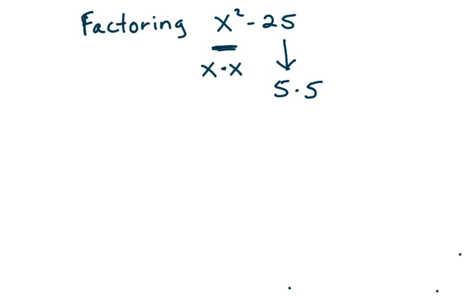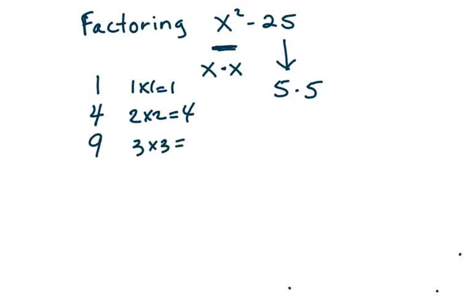Let me give you some other square numbers. 1 is a square number. Why? Because 1 times 1 equals 1. 4 is a square number. Why? Because 2 times 2 equals 4. 9 is a square number because 3 times 3 is 9. What's next? 16, because 4 times 4 is 16. Do you see what I'm doing, guys? 1, 2, 3, 4. What's next? 5. So what's 5 times 5? 25. 25 is a square number.